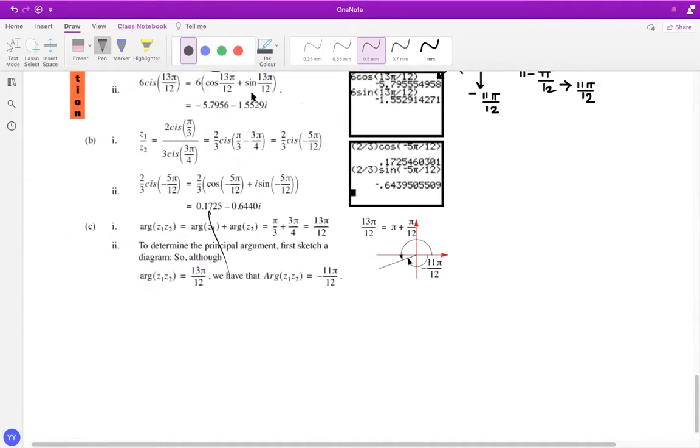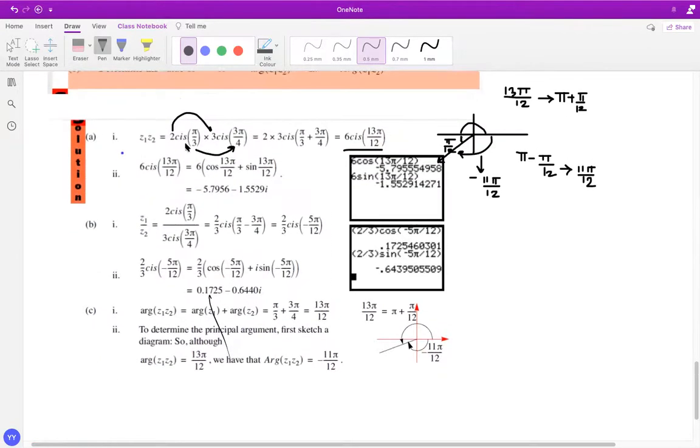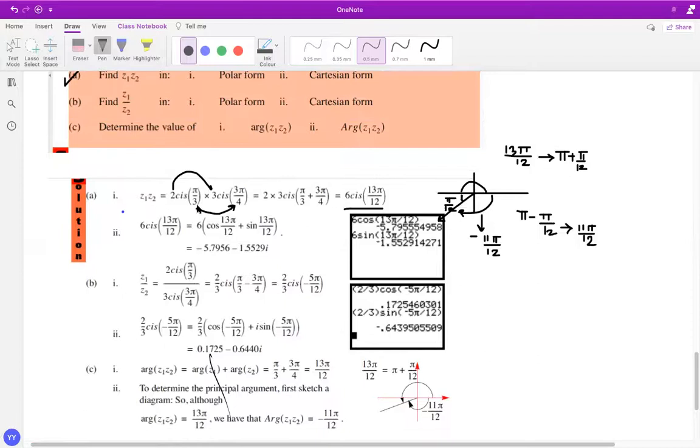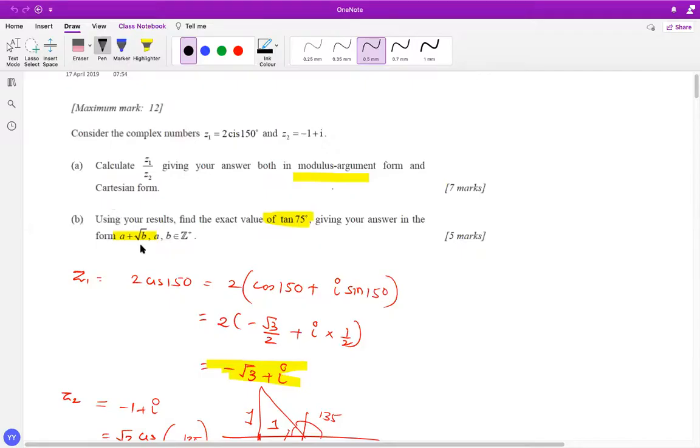I'm just going to quickly touch base upon one example where it covers the properties of addition of arguments. You can see here, if I multiply two complex numbers, the modulus gets multiplied and the argument gets added. Here it's getting multiplied and divided, and the argument is getting subtracted. So these are the basic properties of the arguments.